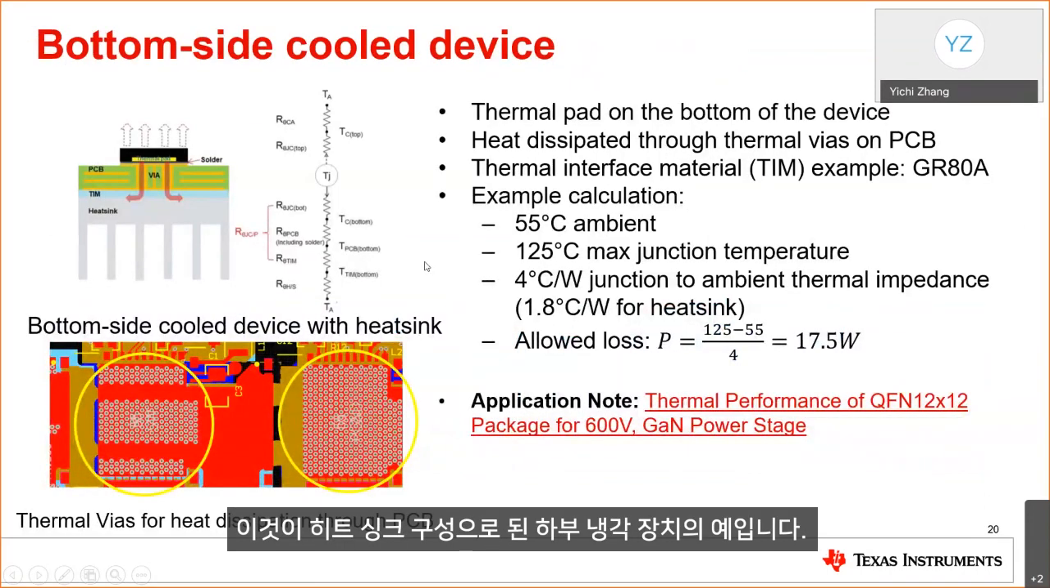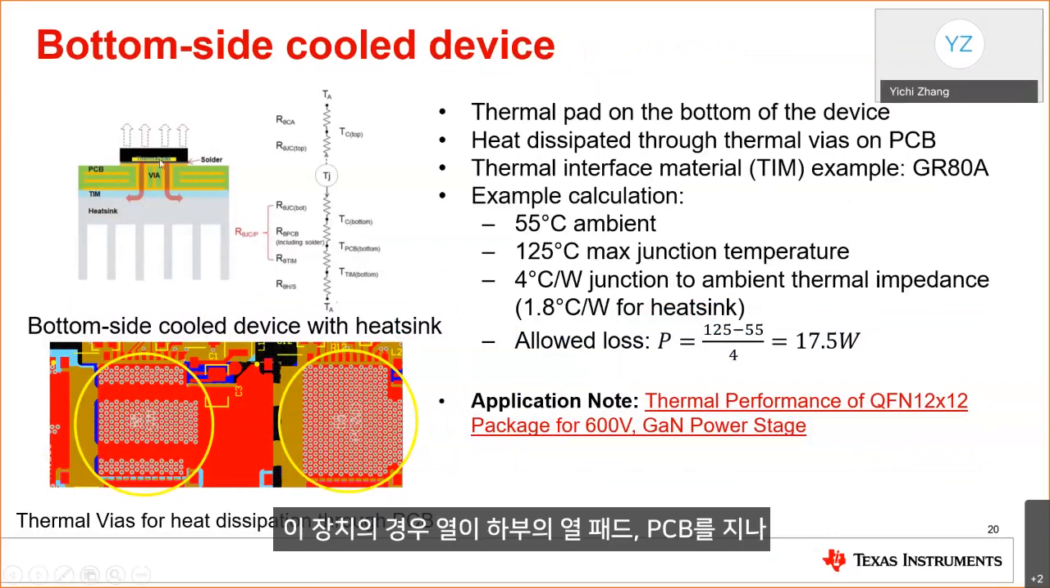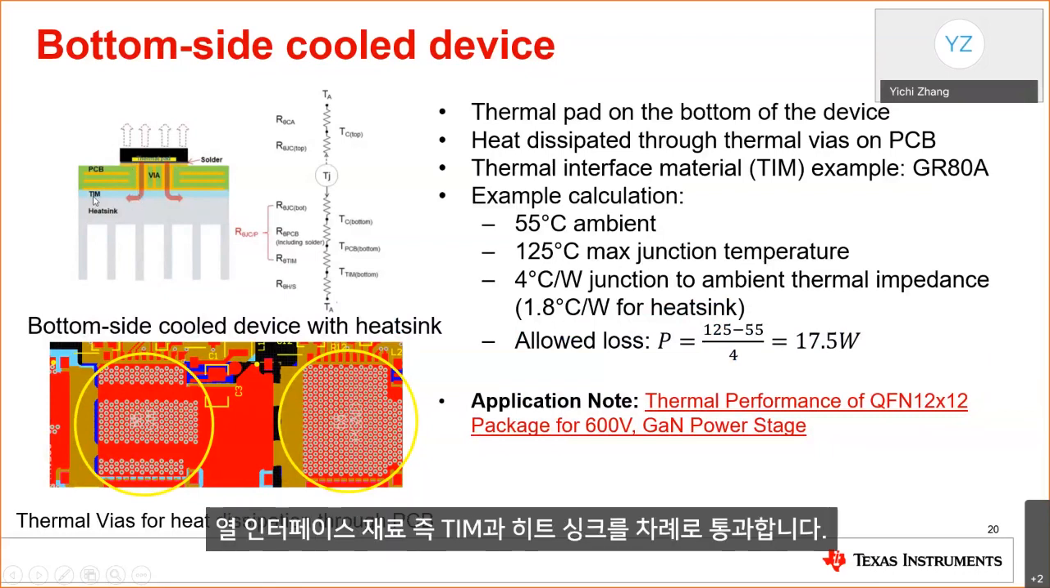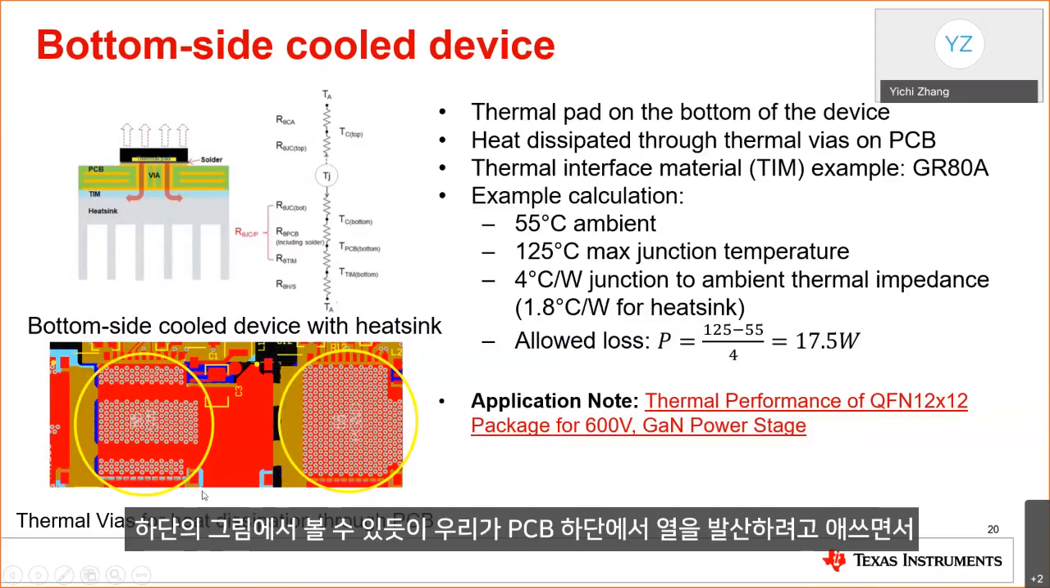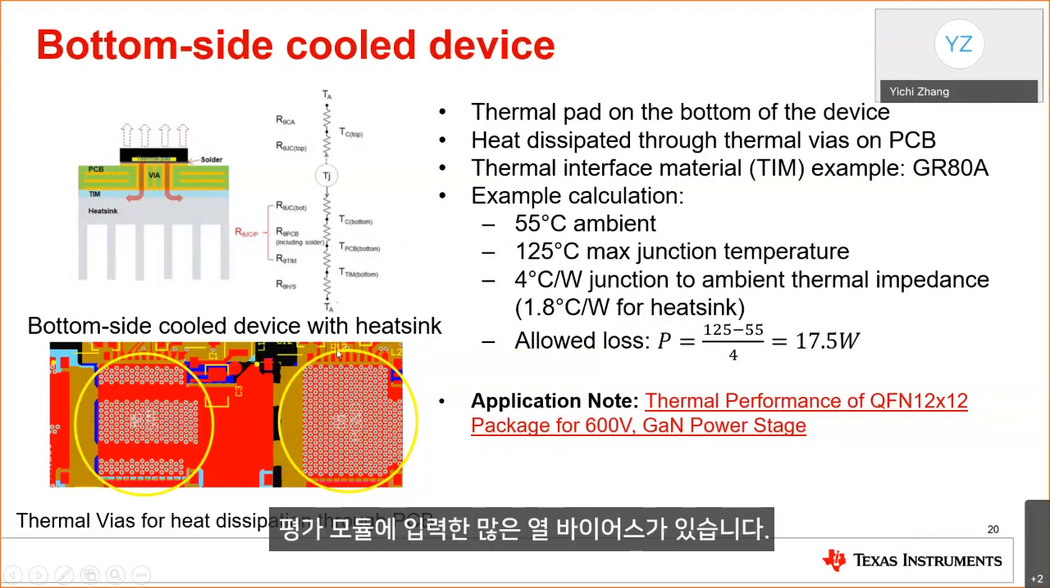So this is an example of a bottom side cooled device with heatsink configuration. In this one, the heat will go through the thermal pad at the bottom and then go through the PCB, go through the thermal interface material, which is tin, and then go through the heatsink. And the heat is dissipated by using thermal vias. As you can see in the bottom figure, there are a lot of thermal vias we put in our evaluation module, trying to dissipate the heat from the bottom of the PCB.